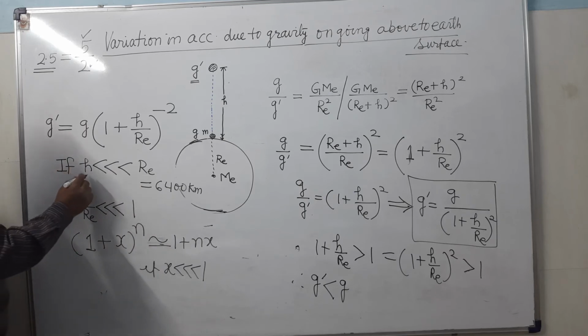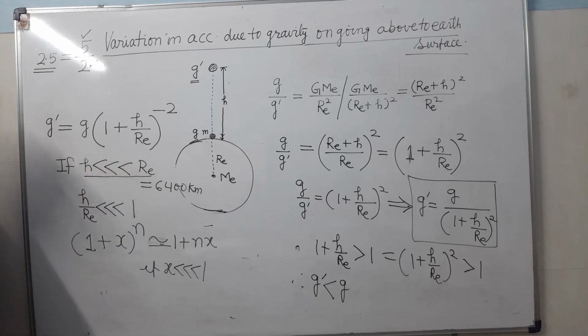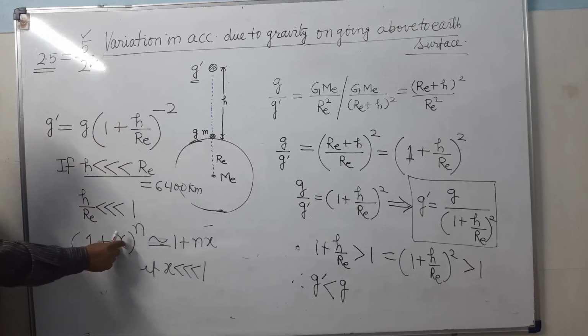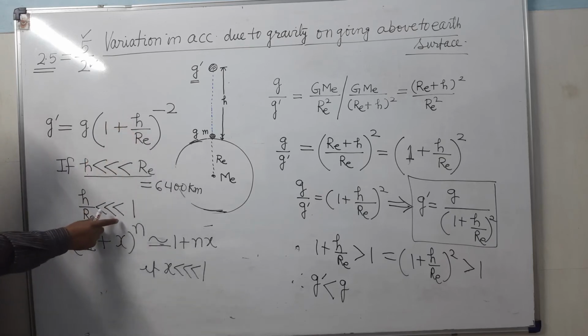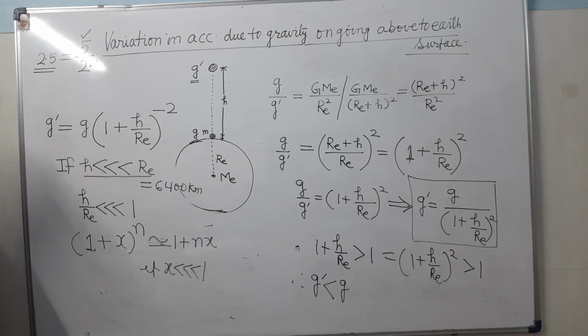Here, under this condition, what will happen? This thing will be fulfilled. This thing can be applied. We can apply this. Why? Because in place of x, what is there? h upon Re, and h upon Re is much smaller than 1.